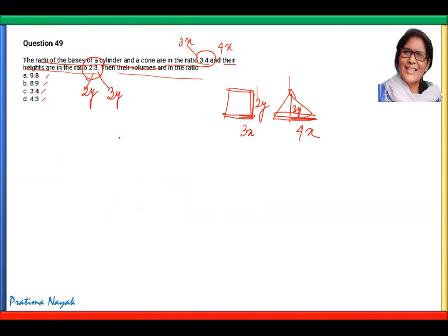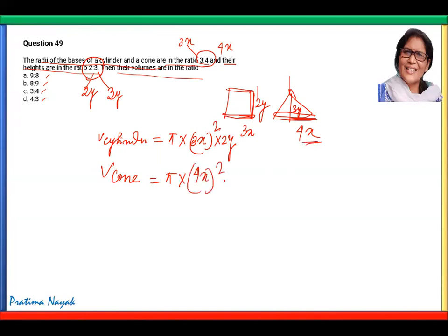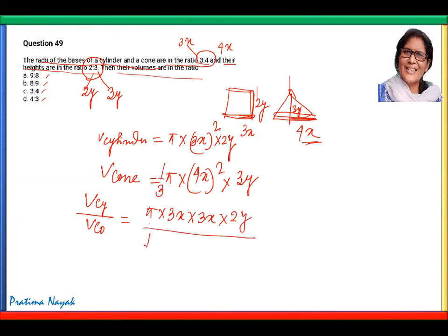Then compare their volumes. So volume of cylinder is equal to what? Pi into r square, r is 3x square, into height 2y. Volume of cone, pi into, here radius is 4x square, into height 3y. So directly you can write also the ratio V cylinder by V cone. Then pi 3 times of x into 3 times of x into twice y, whole upon cone, I have made a mistake, it will be 1 by 3 into pi into 4 times of x into 4 times of x into 3y.